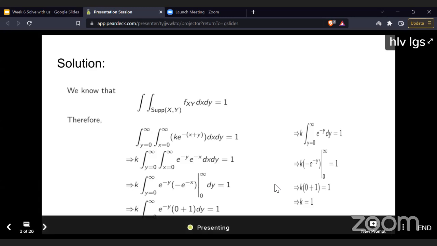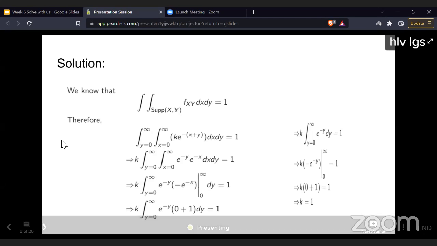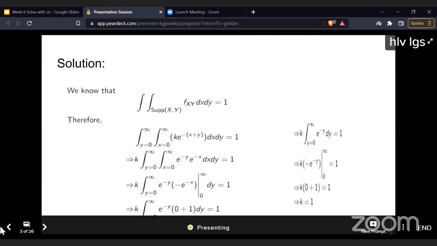Any doubt in this solution? No, ma'am. Okay. Let's move to the second part.